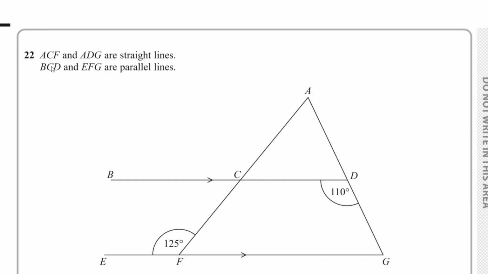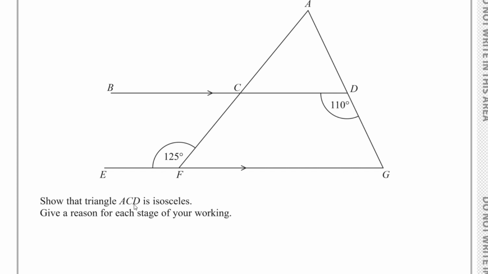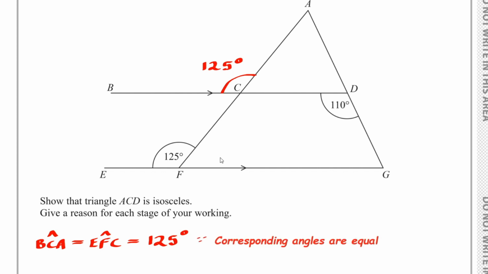Question number 22. ACF and ADG are straight lines. BCD and EFG are parallel lines. To show that triangle ACD is isosceles, give a reason for each stage of your working. Well, we want to show that this triangle is isosceles. Now the first thing we can do is find out this angle here. The angle BCA, that's going to be the same as this angle EFC, which is 125, because we've got corresponding angles.